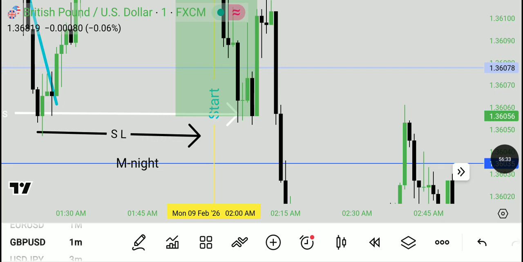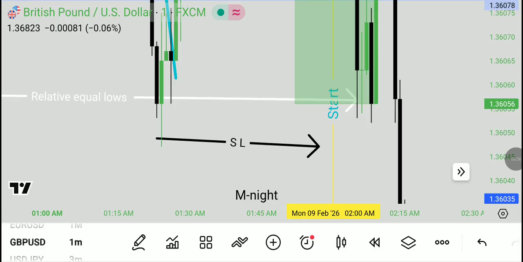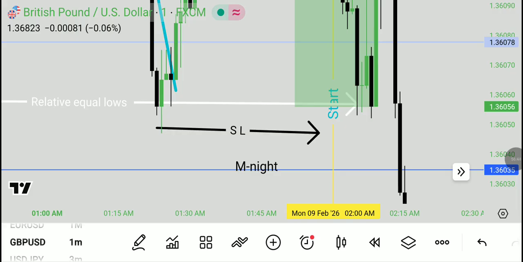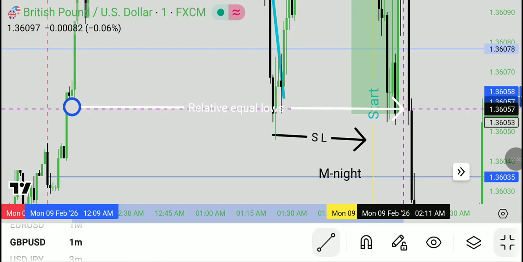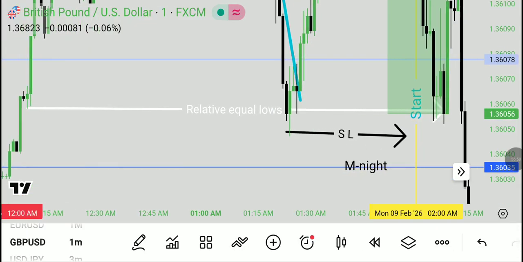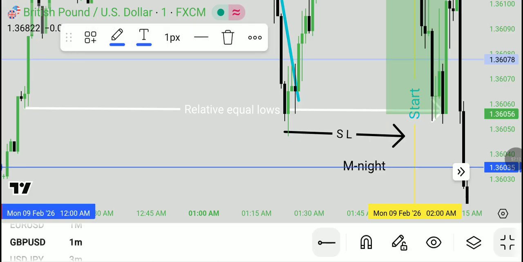What is the unfinished business? Because they did not take out midnight. They stop at relative equal. These three lows, the market does not leave them to stay this way, because they have an unfinished business. Market should have come to this midnight candle.